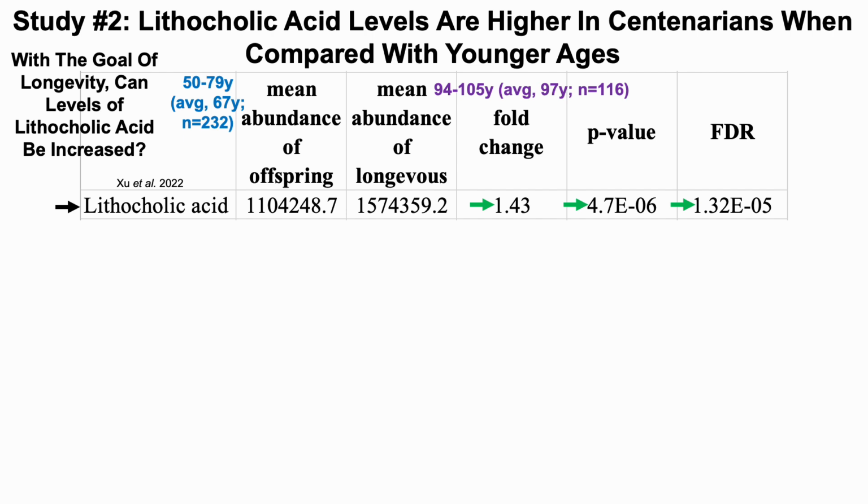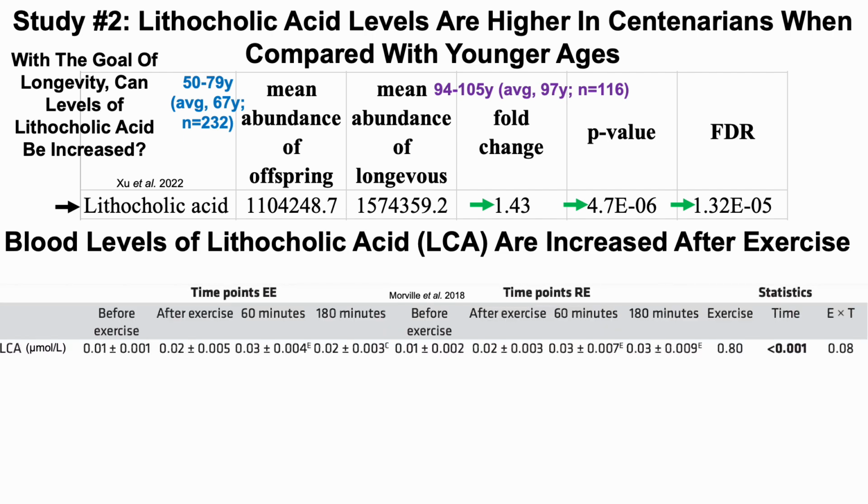All right, so with the goal of longevity, can levels of lithocholic acid be increased? And if so, how? Well, exercise may be one way to do that. Blood levels of lithocholic acid are increased after exercise. This is after either 1 hour of endurance exercise or 1 hour of resistance exercise, or strength training.